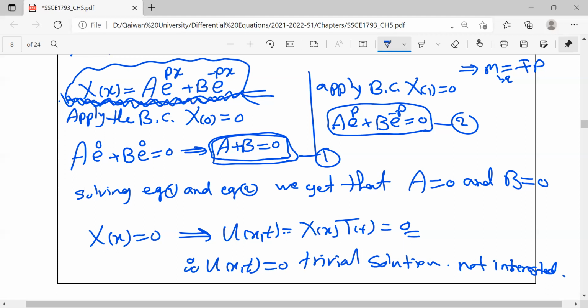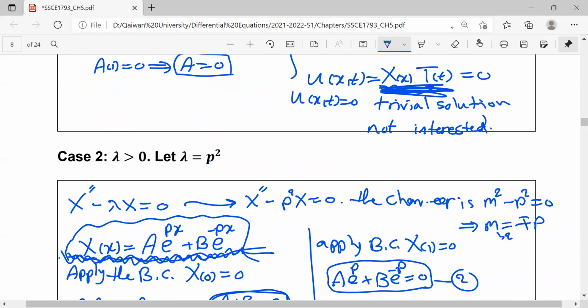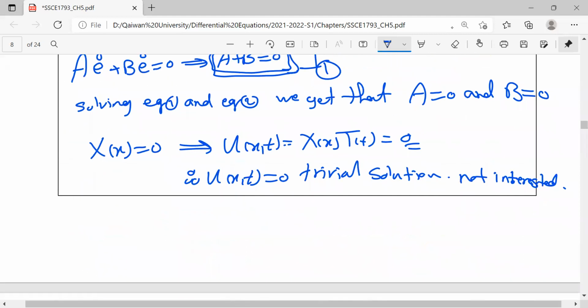Here, in the case where the first solution is 0, I mean the solution for the first ordinary differential equation is 0, we don't need to find the solution for the second one, because the multiplication is still 0. And it's not accepted because it's a trivial solution. We need to find a non-trivial solution. So in case lambda is a positive value, or lambda is p squared, we get a trivial solution. We don't take it. Okay?